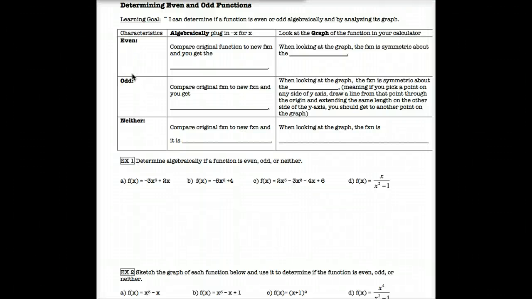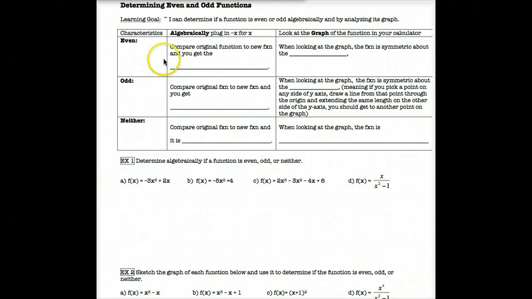Today we are going to talk about whether a function is even or odd, and we're going to do it both algebraically as well as by analyzing its graphs. So two parts to the one learning. Now I want to clarify something that some people tend to get confused.